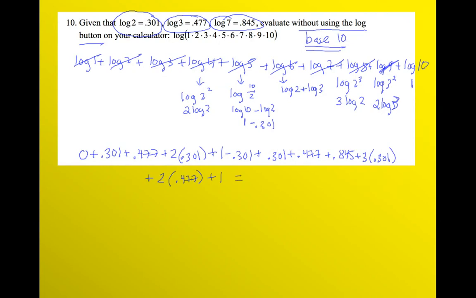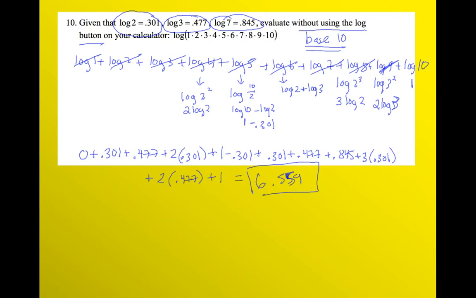And then this is where I would want to use my calculator. And this would be an interesting one to go ahead and check. So I'm going to do 0 plus 0.301 plus 0.477 plus 2 times 0.301 plus 1 minus 0.301 plus 0.301 plus 0.477 plus 0.845 plus 3 times 0.301 plus 2 times 0.477 plus 1. I feel like I get a different answer every single time I do this one. 6.559 is what I'm getting. Hopefully that's right. If not, call me out at some point.